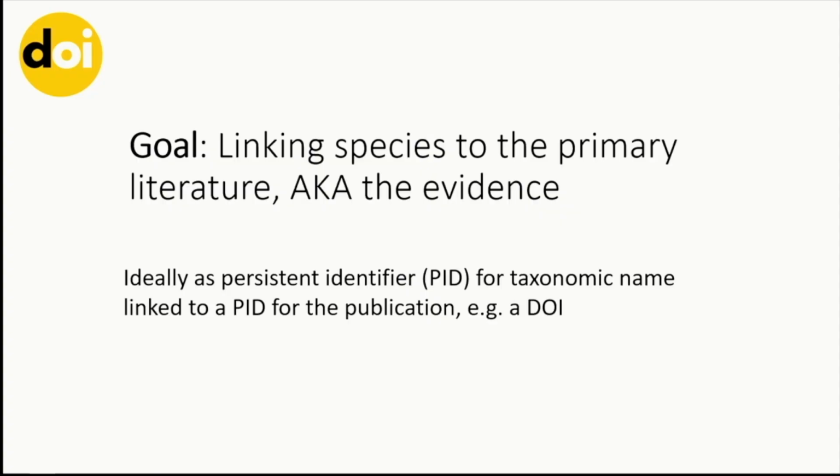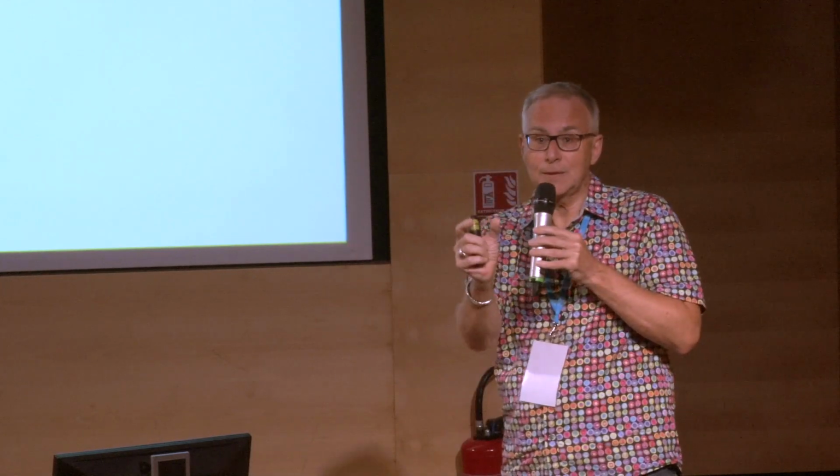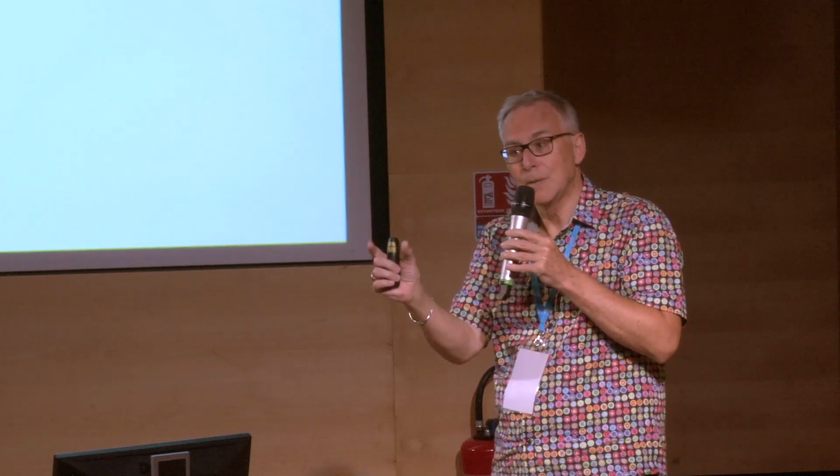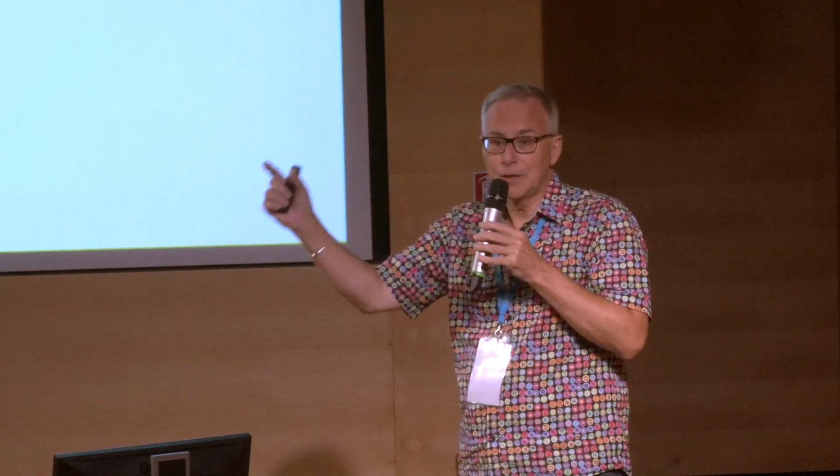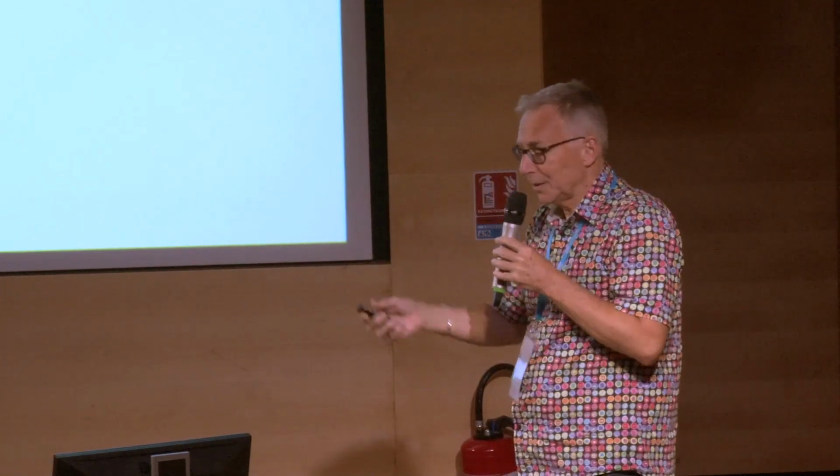So one goal that we have is simply, in an ideal world, we would link every species on the planet, its original description, to the literature. You could go and find that, because that's the fundamental evidence, as was emphasized in the previous panel. This is the evidence for those species that they exist and what we know about them. So this is what we'd like. And ideally, I would like it in a particular form. So I would like to have a persistent identifier for the taxon name and a persistent identifier for the literature. Obvious candidate would be a DOI. So this is what we want.